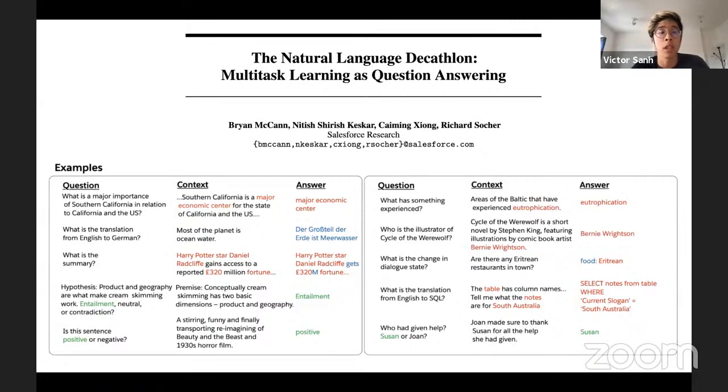So for instance, if you take the task of machine translation, then the question would be, what is the translation of the following sentence from English to German? You would give then the sentence in English and the model would output the sentence in German. And at that time in 2018, this benchmark was considered very, very hard, even though that was before all the craziness around pre-training large language models.